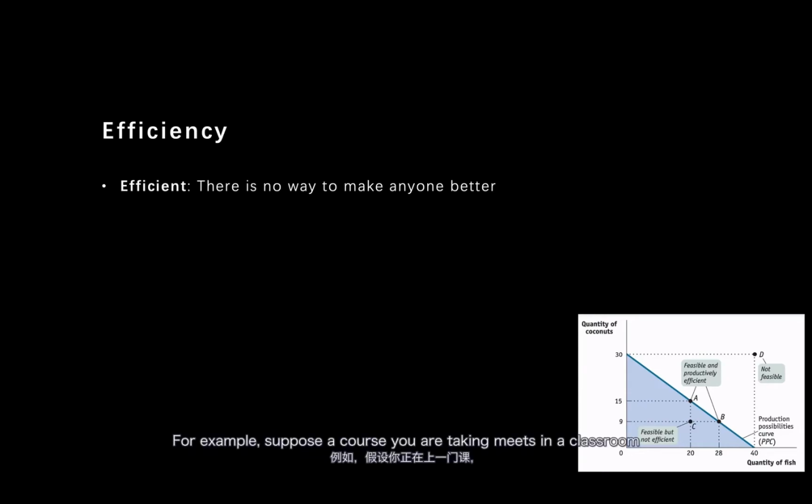For example, suppose a course you're taking meets in a classroom that is too small for the number of students. Some may be forced to sit on the floor or stand, even though a larger classroom nearby is empty during the same period. Economists would say that this is an inefficient use of resources because there is a way to make some people better off without making anyone worse off. After all, the large classroom is empty. The school is not using its resources efficiently.